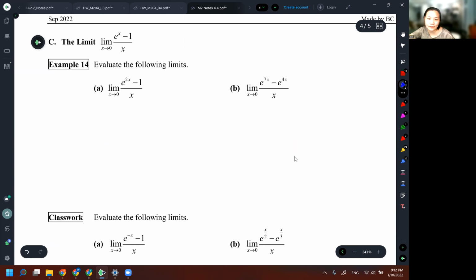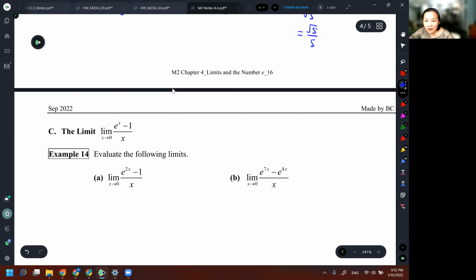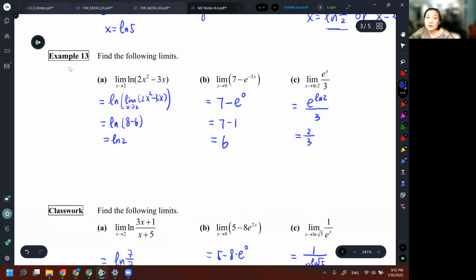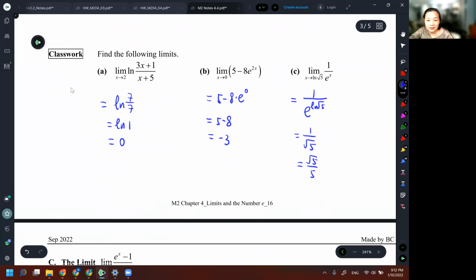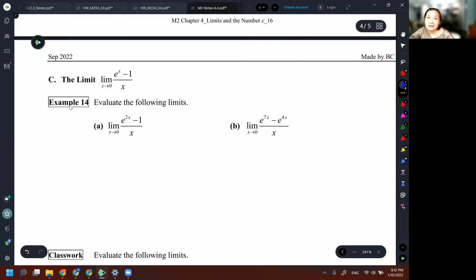Next one. Now we're doing type 1 limit. Example 13 is not even type 1. Example 14, starting from this one, is type 1. And this type 1 is based on, if you still remember, about 30 minutes ago, I talked about changing the exponential function to a polynomial. Remember that?